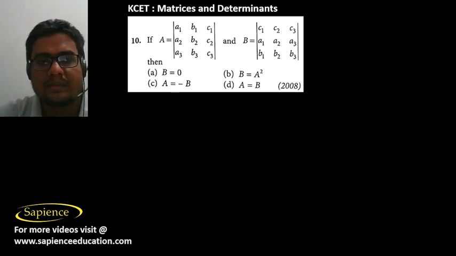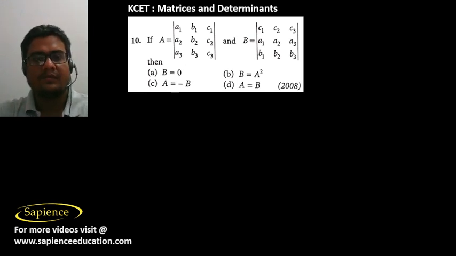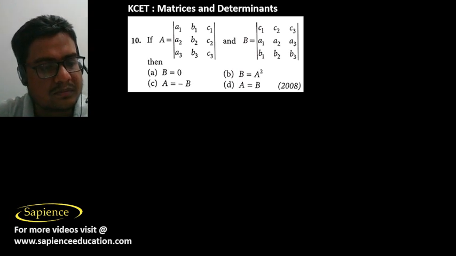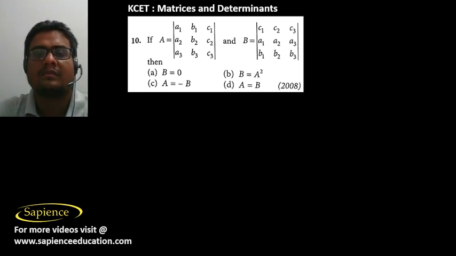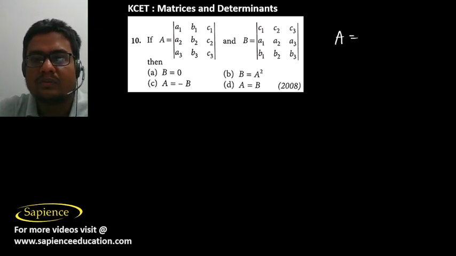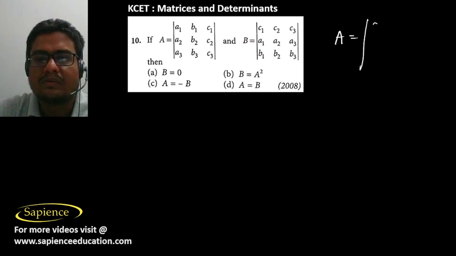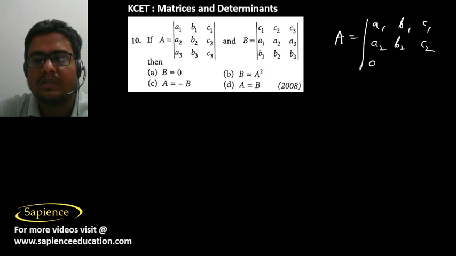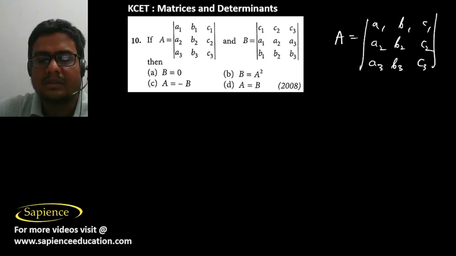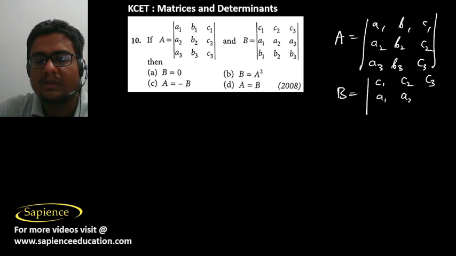Then question number 10, it is told if A equals the determinant of A1, B1, C1, A2, B2, C2, and A3, B3, C3, and B is the determinant of C1, C2, C3, and A1, A2, A3, B1, B2, B3.